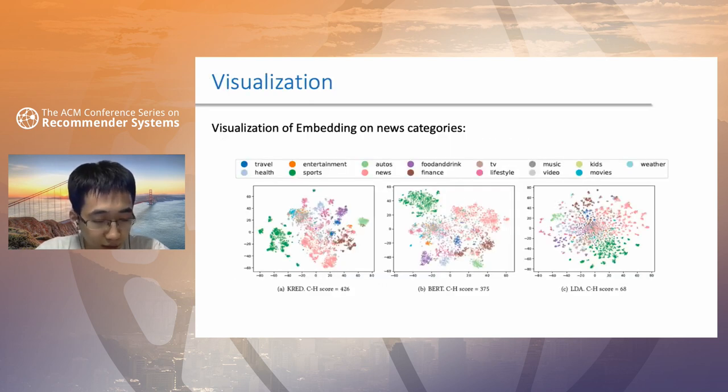To better understand the quality of document representation, we conducted a visualization study on document embeddings. The figure is here, where each point represents a document, and the news documents are denoted with different colors based on their categories. We can observe that the documents with the same category tend to cluster together, as the embedding produced by the KRED model has a better distribution than BERT and LDA.